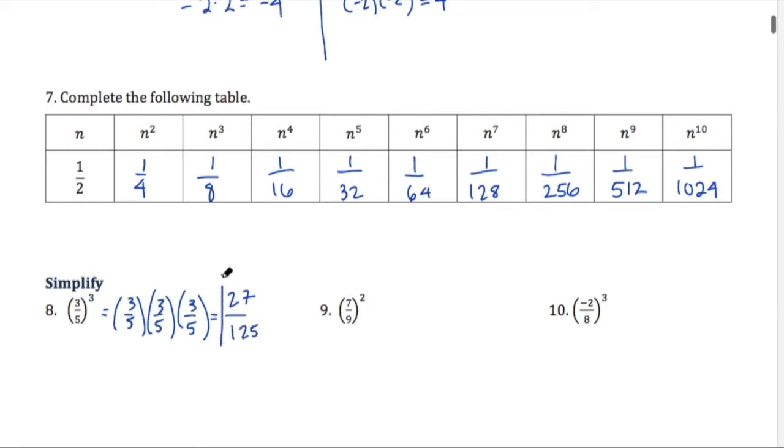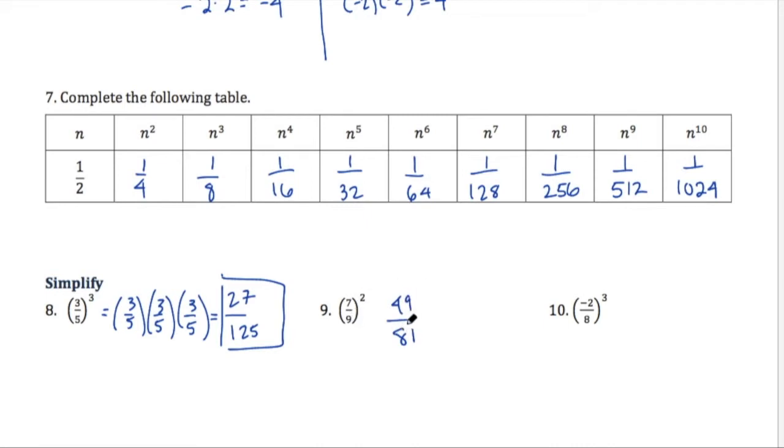If we have 7 over 9 to the 2nd power, that means 7 over 9 times 7 over 9. So the numerator is 7 times 7 is 49, and the denominator is 9 times 9 is 81. Now notice, there was nothing I could simplify between the 7 and 9. Since there was nothing I could simplify between 7 and 9, there's nothing I can simplify between 49 and 81, so I don't have to worry about trying to simplify that fraction.